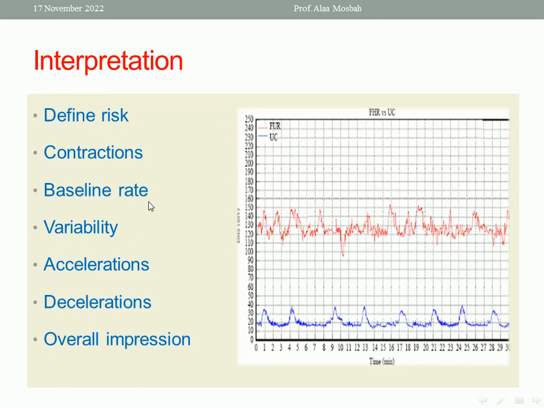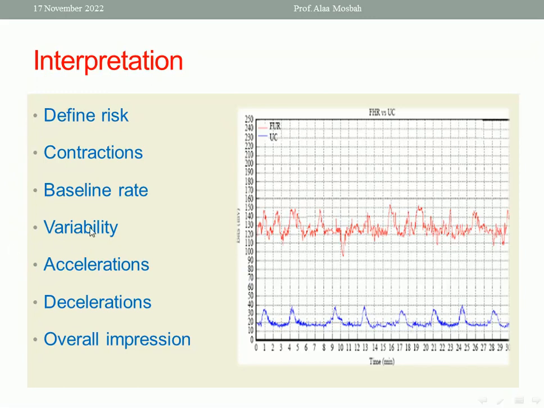Then the next item is baseline fetal heart rate. How to know the basal fetal heart rate? Please look at the upper red heart rate tracing on the paper. It is red in color here. The baseline here is nearly 130, okay? Please avoid any acceleration and any deceleration. Take the baseline in the last 10 minutes. This is the fetal heart rate.